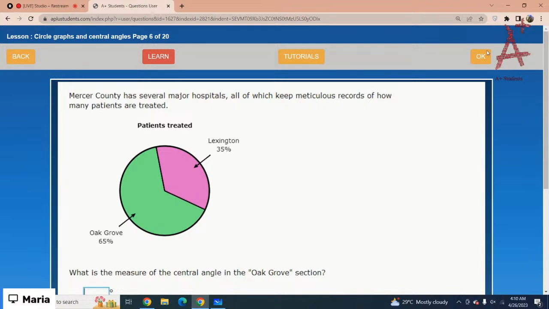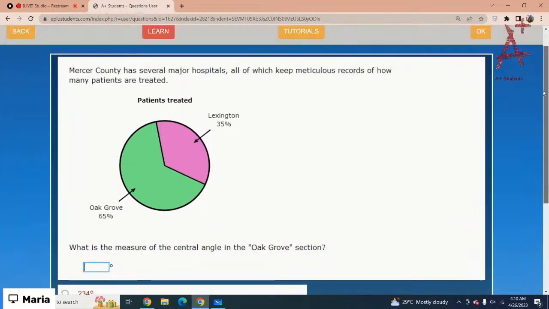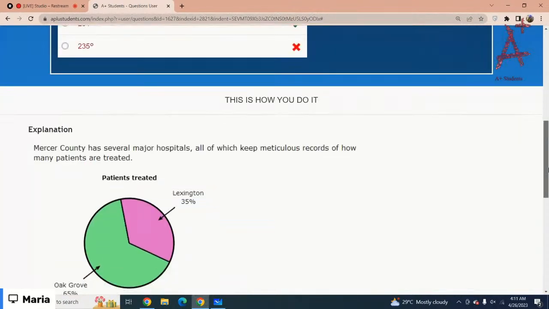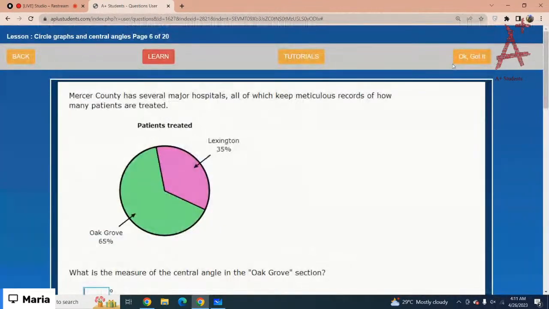So the correct option is 65% of 360 is 234 degrees. The correct option is 234. Yes, that is 234. Okay, got it.